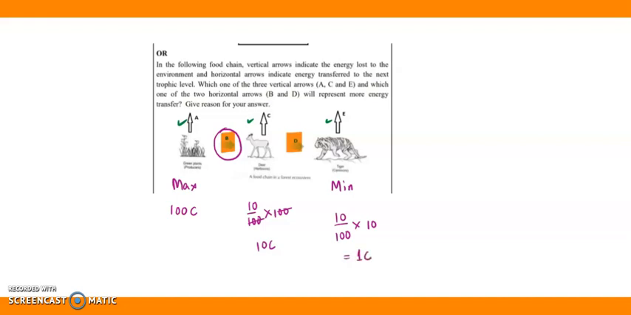So you can see here that plants are just giving 10% of their energy to the deer, and the rest, 90 calories, is wasted to the environment, and here 9 calories has been wasted to the environment. So the arrow with maximum energy in the case of vertical arrows would be A, and in the case of horizontal arrows it would be B. If you haven't understood the concept, you can go through my previous video where I have explained the 10% law, and you can replay it for better understanding. Let's move on to the next question now.